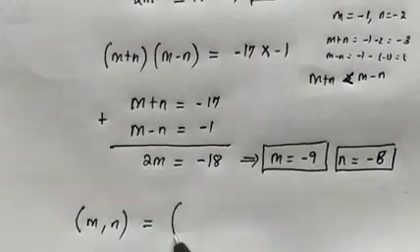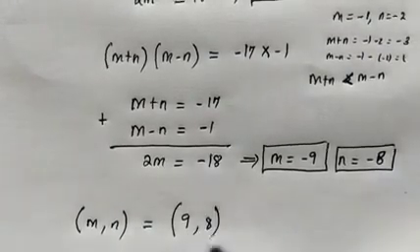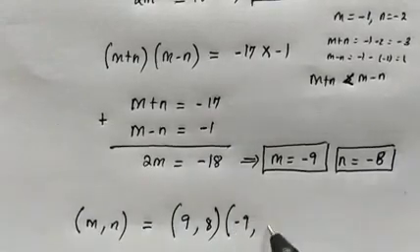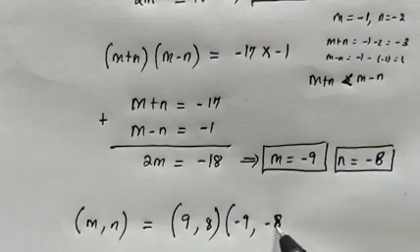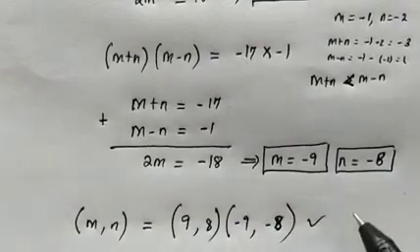So (m, n) is equal to (9, 8), and also (negative 9, negative 8). So here we have our solutions.